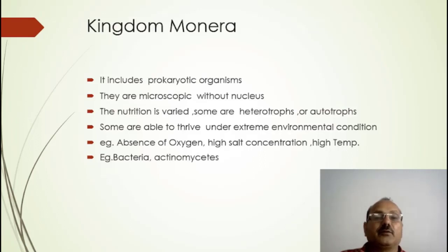They include prokaryotic organisms. The nutrition is varied. Some are heterotrophic, some are autotrophic. Some organisms are able to thrive under extreme environmental conditions, that means absence of oxygen, high salt concentration, high temperature. For example, bacteria, actinomyces. These Monera organisms are microscopic. They can't be observed under the light microscope. They are prokaryotic. Nucleus is absent. Some have irregular shape, but some have a particular symmetry in their morphology.